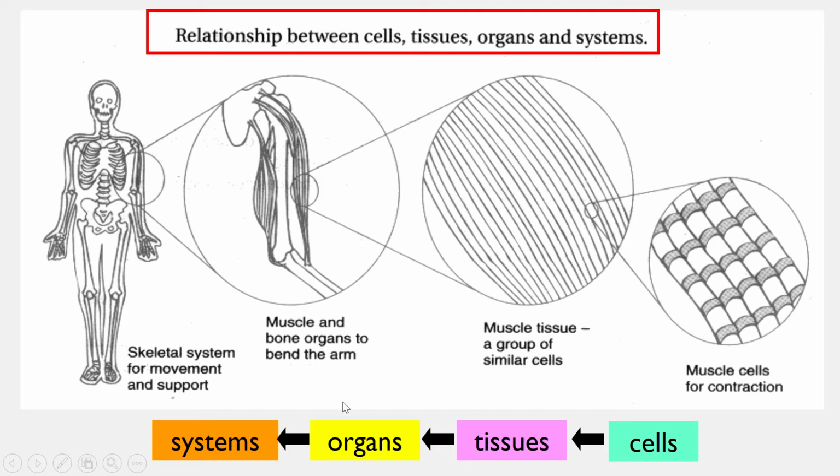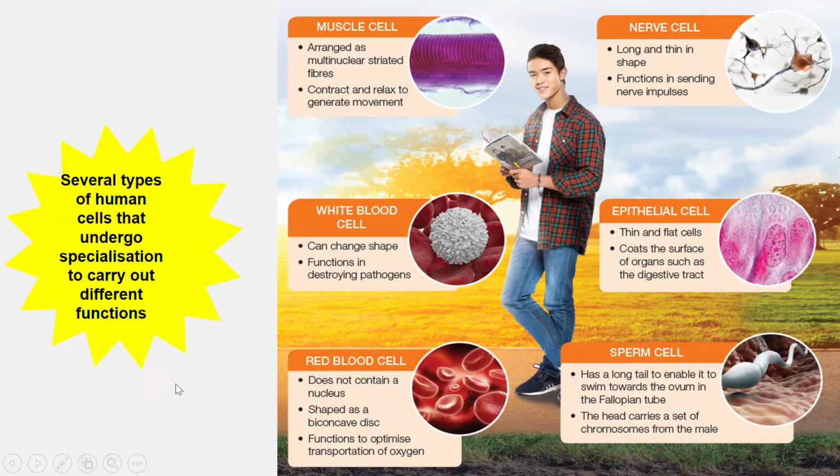And all these organs that work together will make up the skeletal system, or we also call it the musculoskeletal system, which enables movement and also provides support. Okay, so these are several types of human cells that have already undergone specialization to carry out different functions.